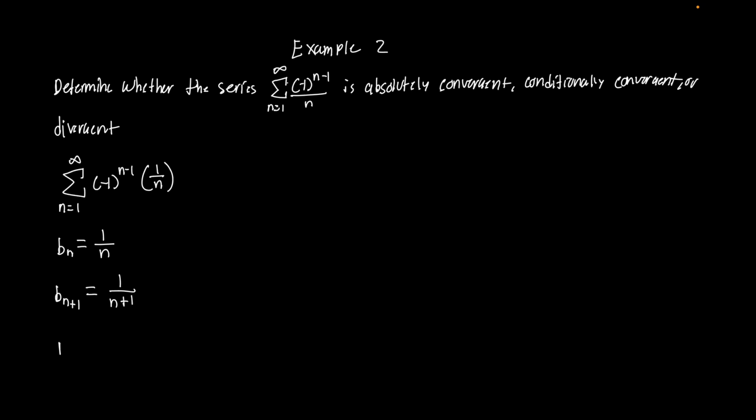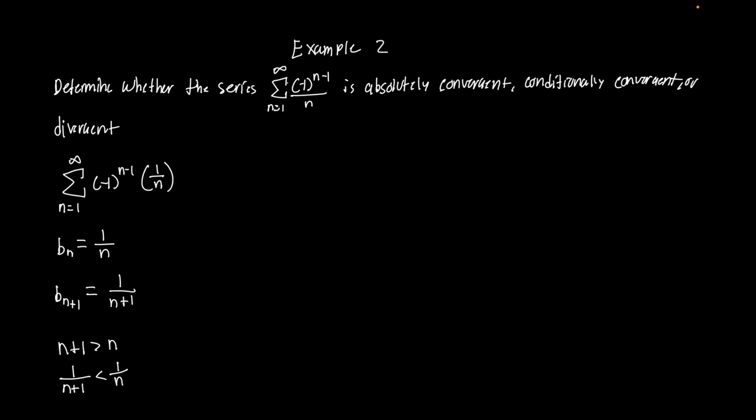And we note that n plus 1 is bigger than n, so we take the reciprocals. 1 over n plus 1 is less than 1 over n. Therefore, we know that the fraction gets smaller. And if you want, you can plug in numbers to see that. So now we know that b sub n is decreasing.